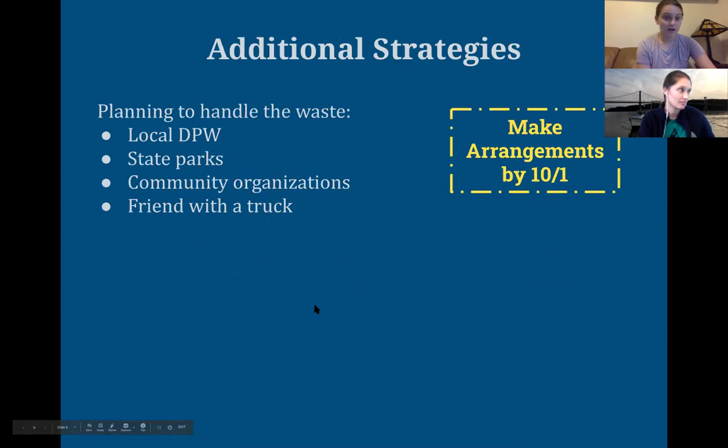So some additional strategies here. We talked about the Department of Public Works, and if you're at a state park or local park, if those first strategies don't work, you can reach out to maybe a community organization in your area that you think might have access to a truck or other infrastructure to help you manage the trash, or just a friend with a truck is, you know, a good fail-safe strategy. And if none of those strategies are at your disposal, if none of them work out, then please get in touch with us and we can help you figure out a strategy specific to your site.